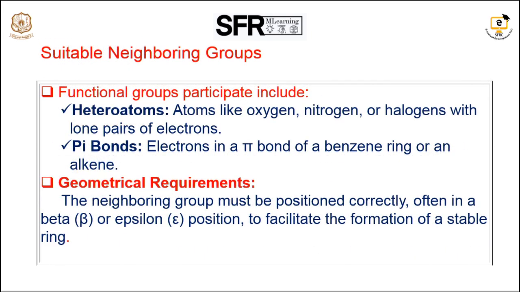So what are the suitable neighboring groups? Functional groups, again I am repeating the same, heteroatoms, atoms like nitrogen, oxygen, halogens with lone pair of electrons, and the electrons in a pi bond of the benzene ring or an alkene. And the important aspect is geometrical requirements, it's very important. The neighboring group must be positioned correctly. Often it may be in the beta position or in the epsilon position. That is, the carbon which is having the leaving group is called the alpha carbon, and the next carbon is called the beta carbon, or it may take place in the epsilon position to facilitate the formation of a stable ring.